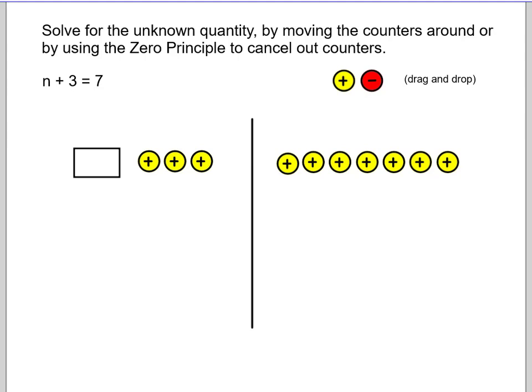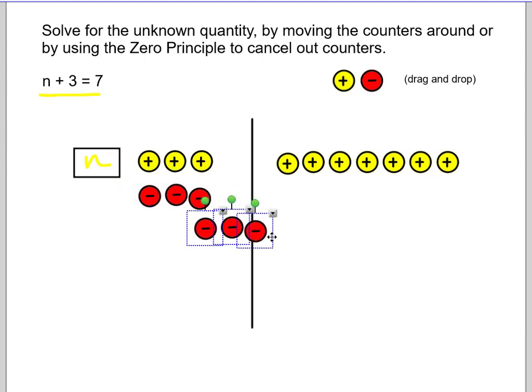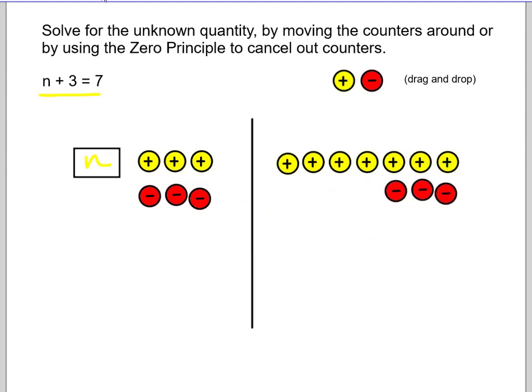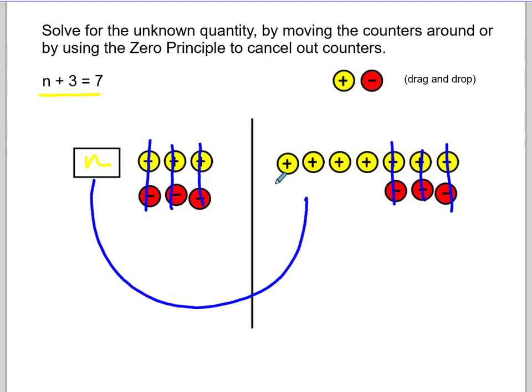So I'm going to start with a picture, and then we'll tie in the algebra, and you'll see hopefully how easy this is. So we have n plus 3 equals 7. This box right here is my n. It's my unknown amount. Plus 3 equals 7. So if I introduce 3 negatives to this side and 3 negatives to this side, then these all zero out. And then this unknown amount n must be whatever's left over. So in this case, n should be equal to 4.